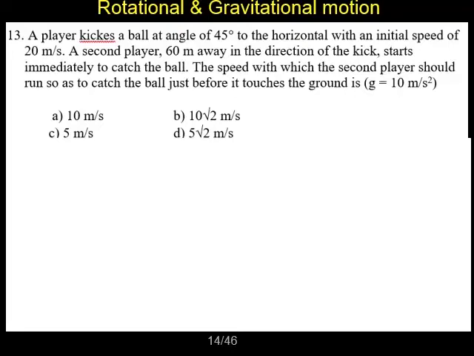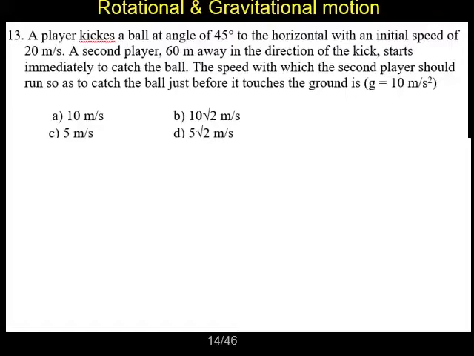Another problem in projectile motion. 13. A player kicks a ball at an angle of 45 degrees to the horizontal with the initial speed of 20 meters per second. A second player 60 meters away in the direction of the kick starts immediately to catch the ball. The speed with which the second player should run so as to catch the ball just before it touches the ground is.